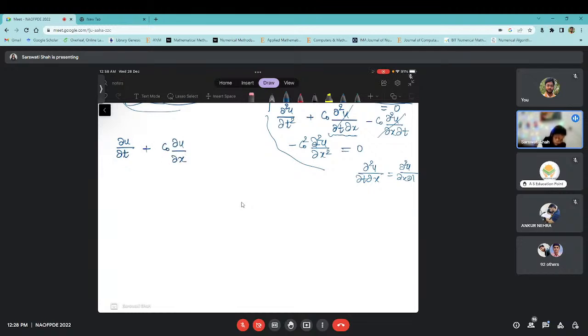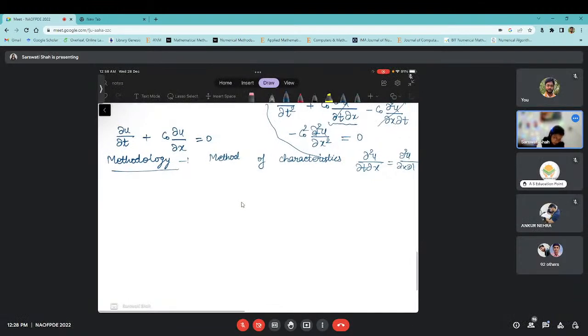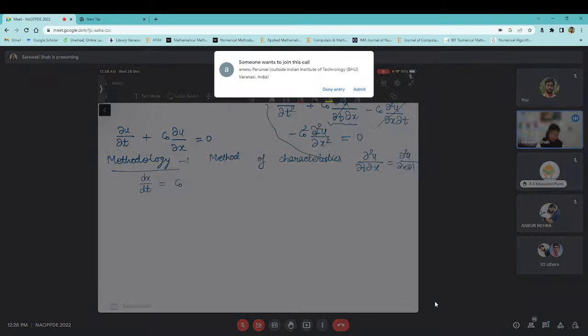Okay, so the methodology we are going to use to discuss the solution of this PDE is known as the method of characteristics. So write a differential equation dx over dt equals to c naught.